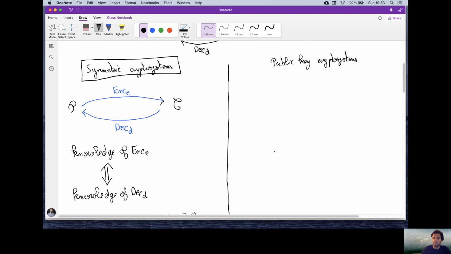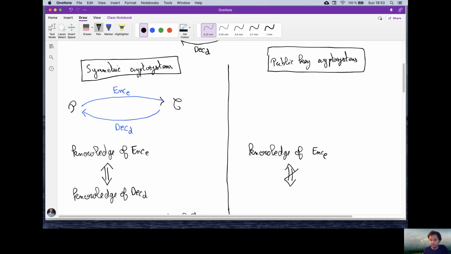And until the 1970s, it was thought that all cryptosystems behaved in this way, that as soon as you knew how to encipher a message, you automatically knew how to decipher the message. This, however, has changed, and in public key cryptosystems, it just happens to be the case that the knowledge of the enciphering transformation is not equivalent to the knowledge of the deciphering transformation.